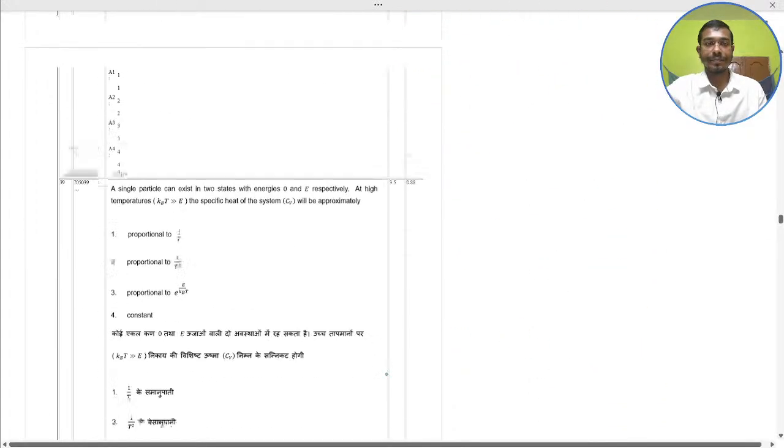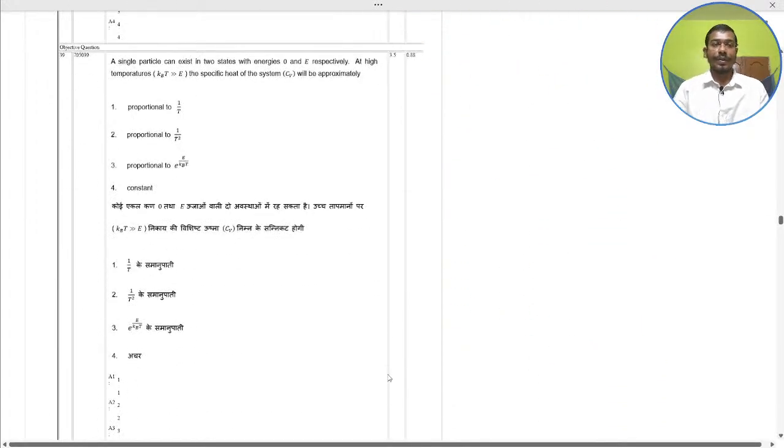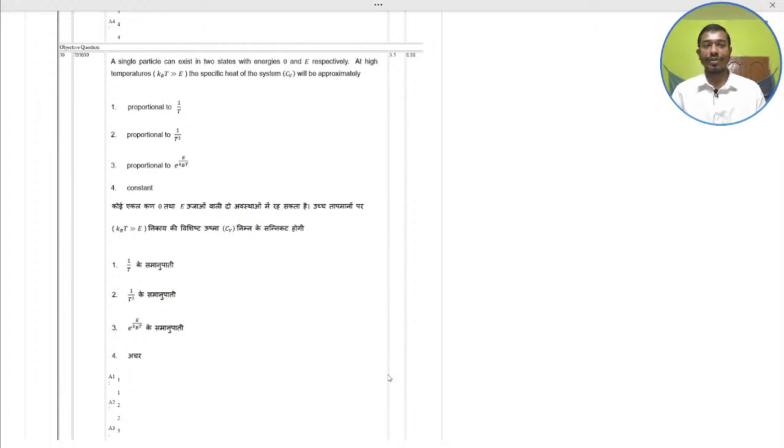Next, a single particle can exist in two states with the energy 0 and E. At high temperature, the specific heat of the system is approximately what?